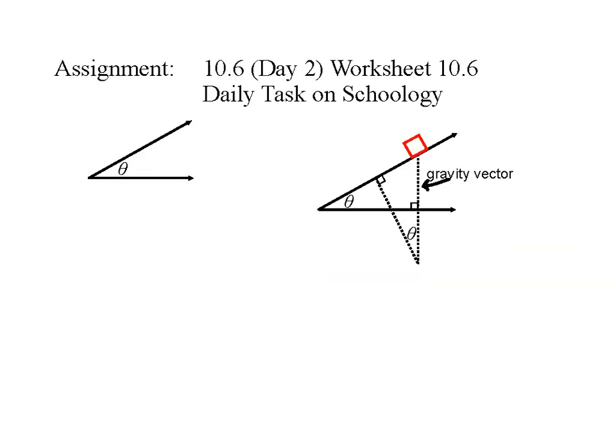Those were our three or four different types of force problems. Take a look at the worksheet. You might need some more practice with these, so try a few of those, maybe find one of each kind and give it a try. And then try that daily task on Schoology.